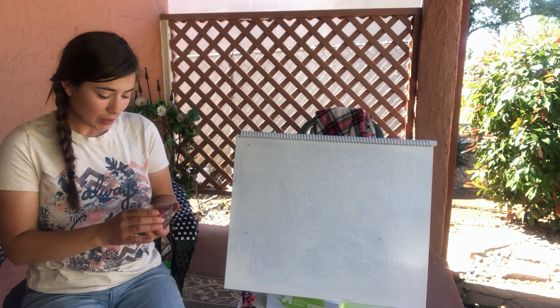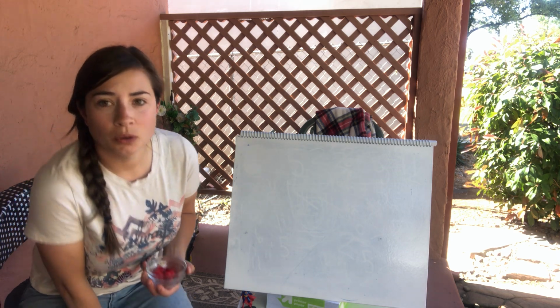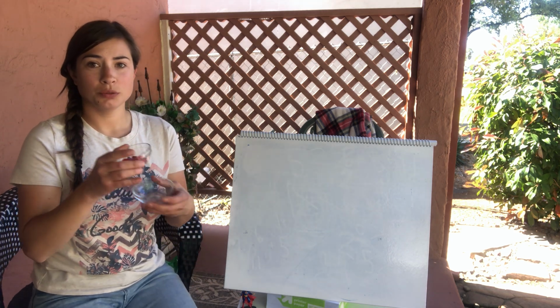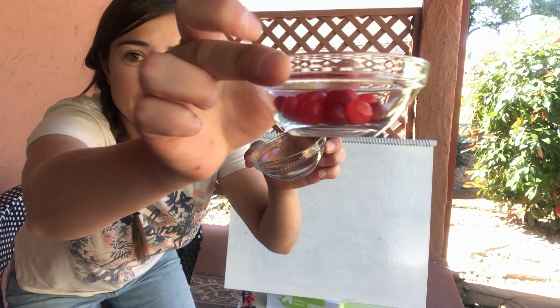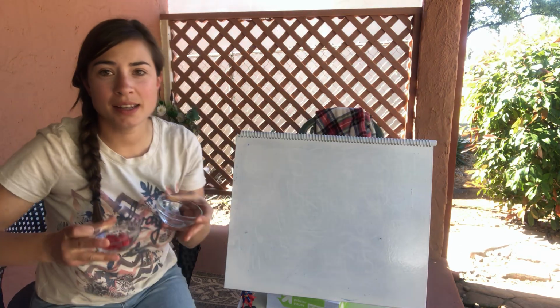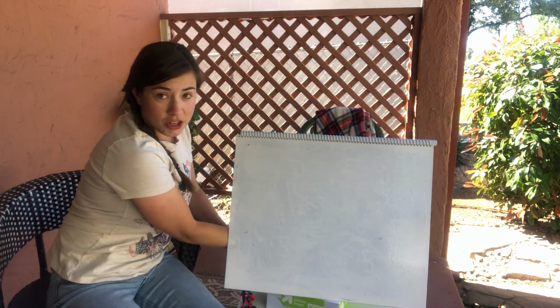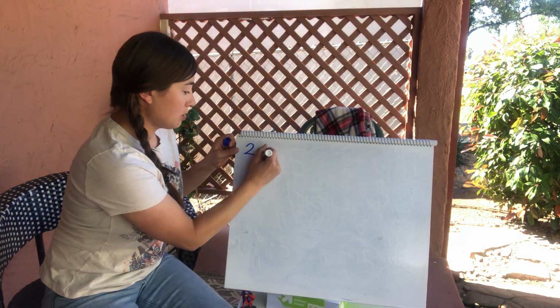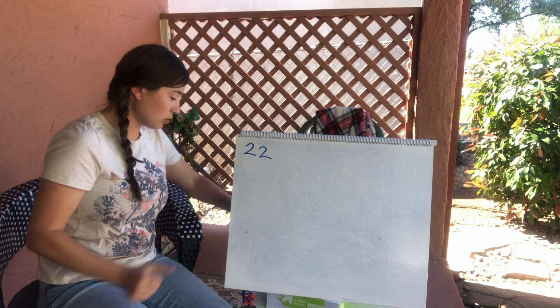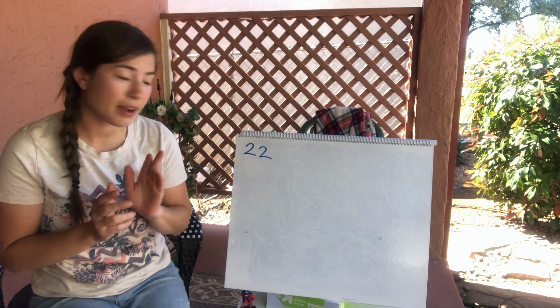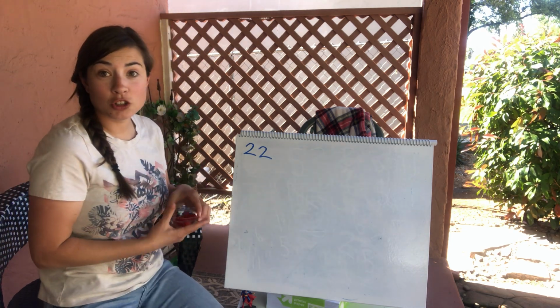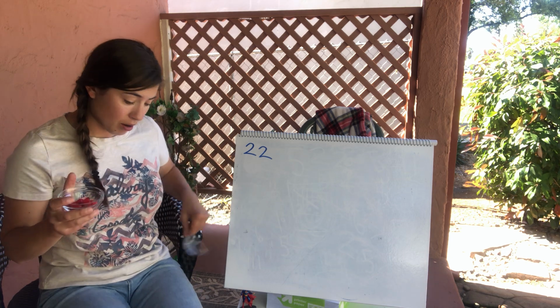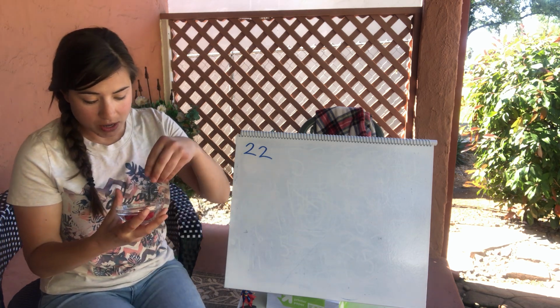I want to start off, before our dice roll, by counting how many jelly beans were in the container. So my estimation was 22. I estimated 22 jelly beans. So let's find out how many jelly beans are actually in the container by counting.